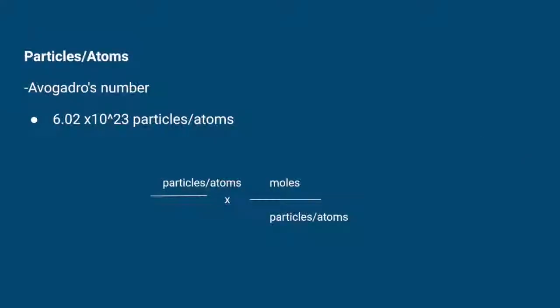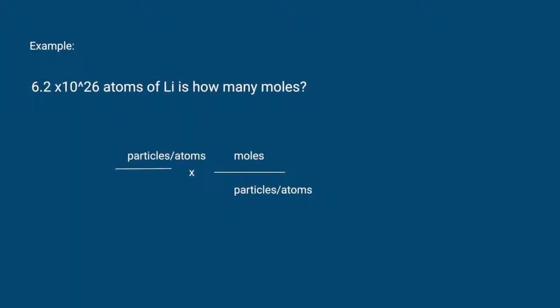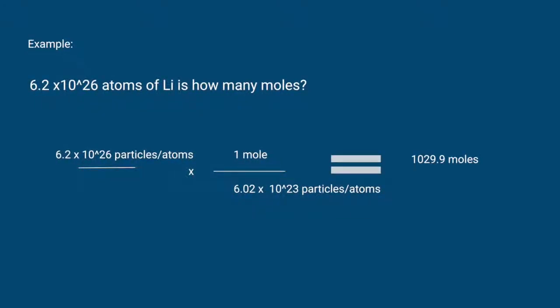Now let's do particles or atoms. I say particles or atoms because they can be worded either way in problems. So for this, you use Avogadro's number, which is 6.02 times 10 to the 23rd particles or atoms. This is equal to 1 mole. So the example is 6.2 times 10 to the 26 atoms of lithium is how many moles? So you will take the given number and multiply it by 1 mole over Avogadro's number, and you get 1,029.9 moles.